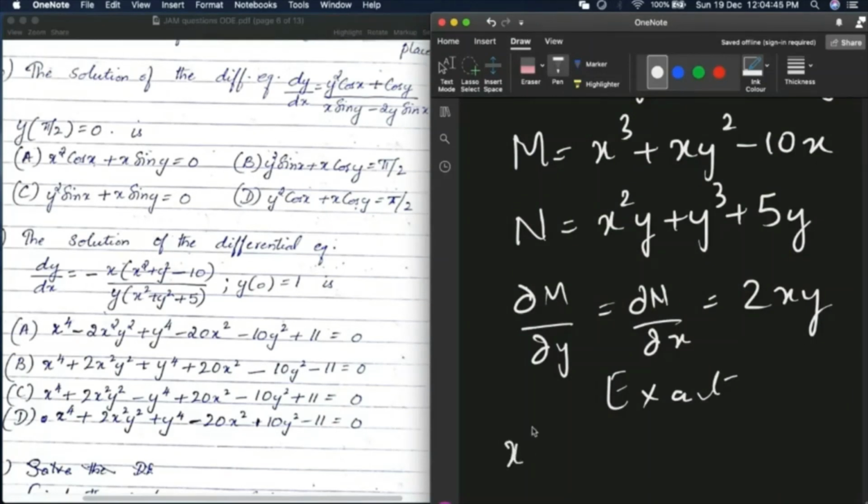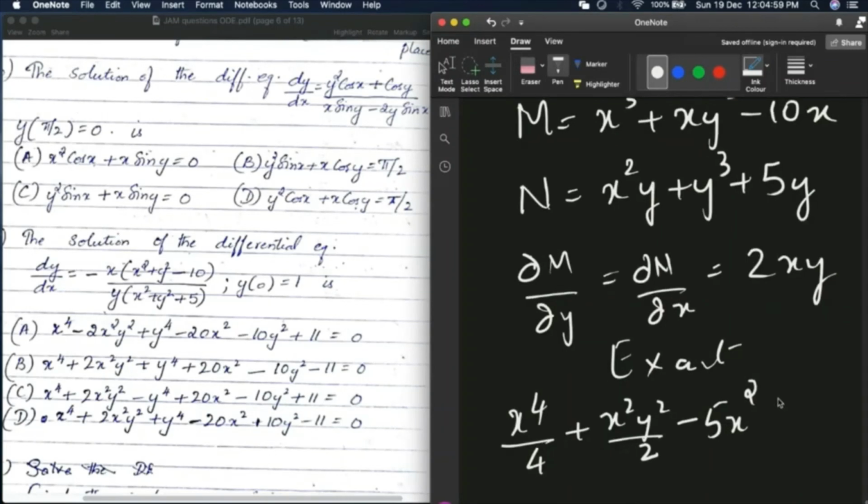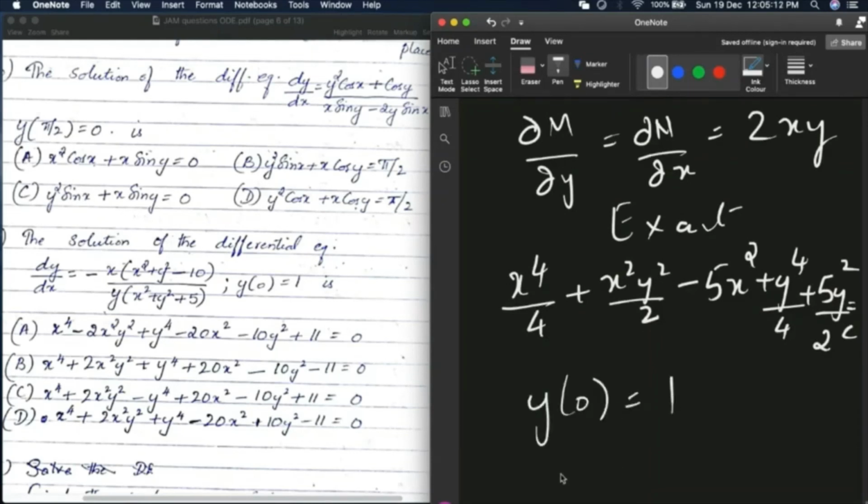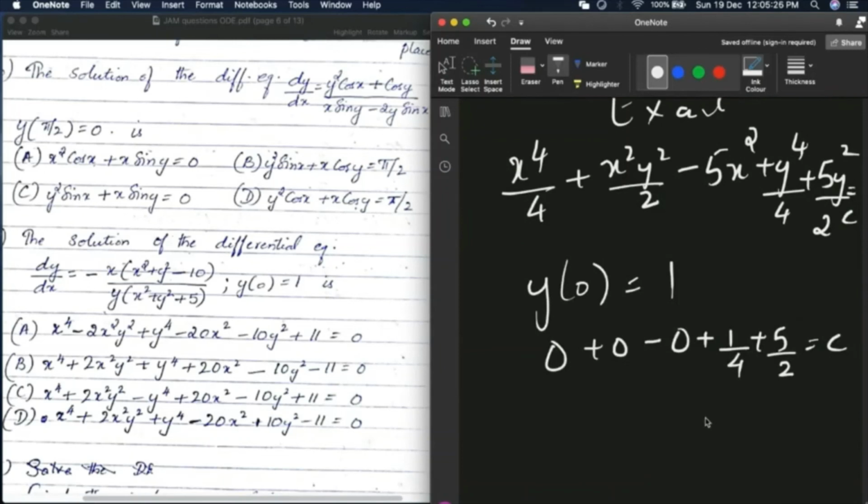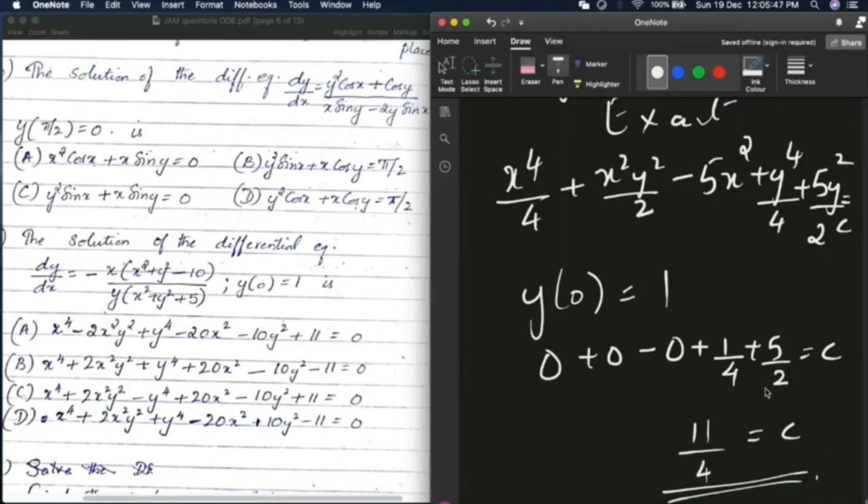So exact means it's done. So your solution is x raised to 4 by 4 plus x square y square by 2 minus 5x square. From here you have to take only the terms which are independent of x, so that is y raised to 4 by 4 plus 5y square by 2 is equal to c. Given a condition, y of 0 is equal to 1. So 0, 0, 0, 1 by 4. C is 11 by 2, no? No, 11 by 4. Option D, ma'am. Answer is D, correct.